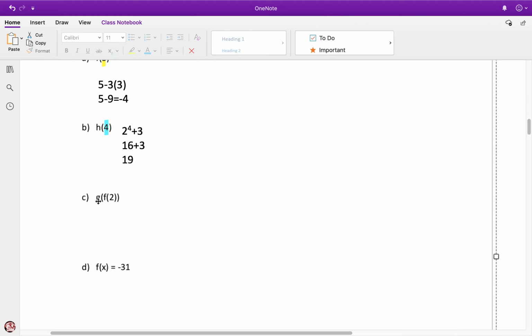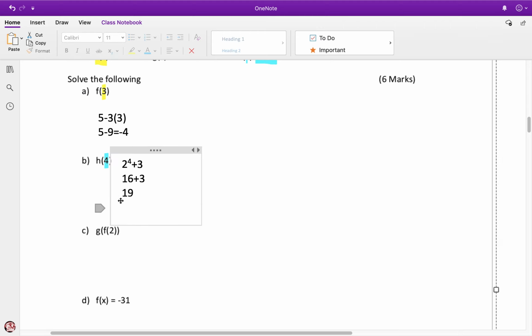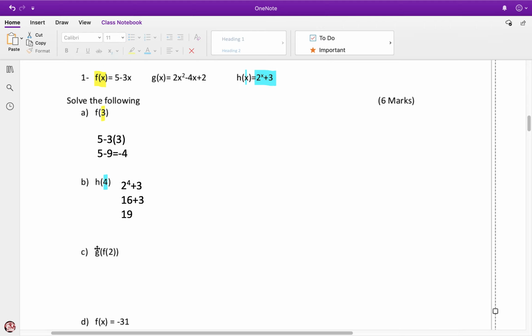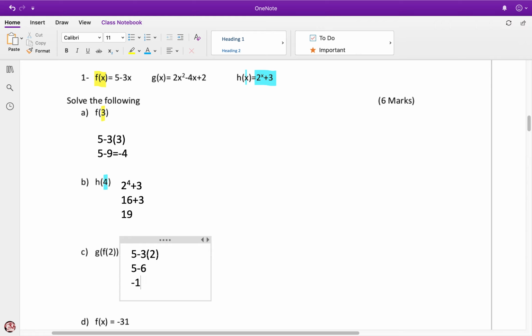Now this one is asking g of f of x at 3. So first thing we're going to do is plug 2 into the original equation. So if I plug 2 into the original equation, I go 5 minus 3 bracket 2, which is 5 minus 6, which is negative 1. So that's f of 2, sorry, equals that.